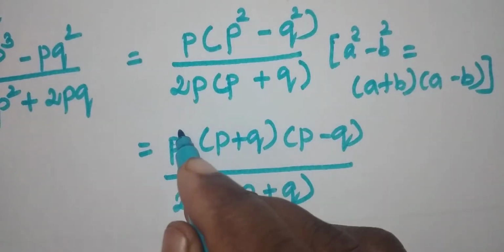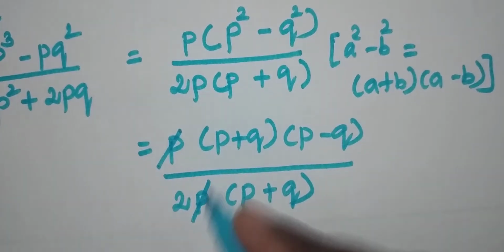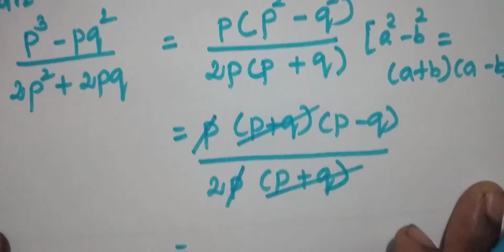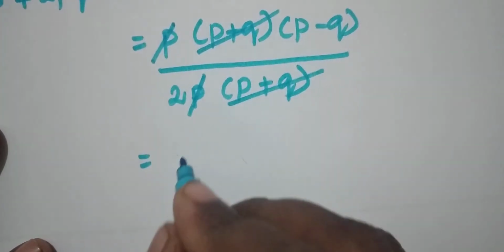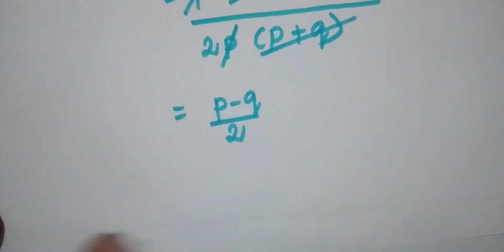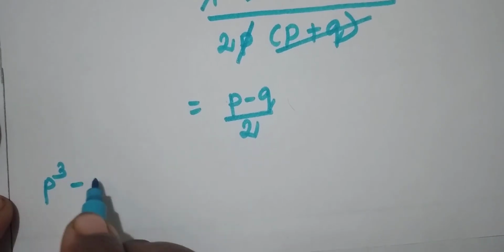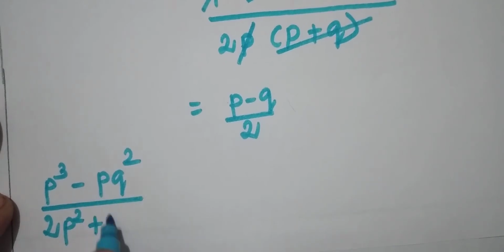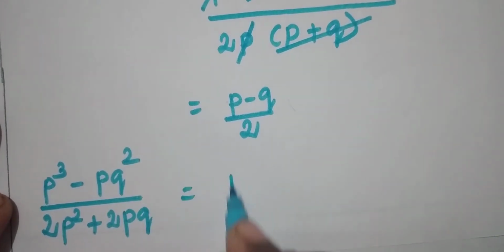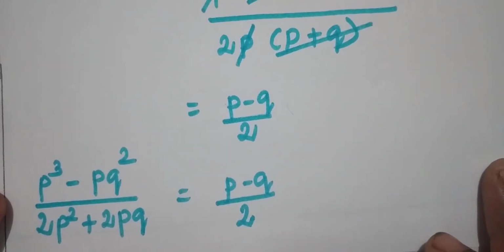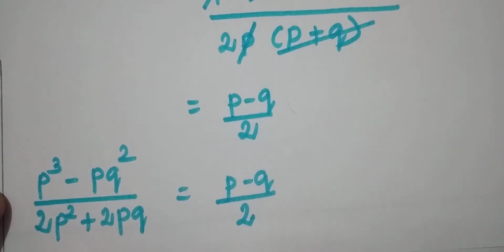So you can cancel the p in the numerator and the denominator, and the term p plus q and p plus q. The numerator, the only thing left is p minus q divided by 2. So your answer is p cube minus pq square divided by 2p square plus 2pq is equal to p minus q divided by 2. Is it clear, children? Yes.